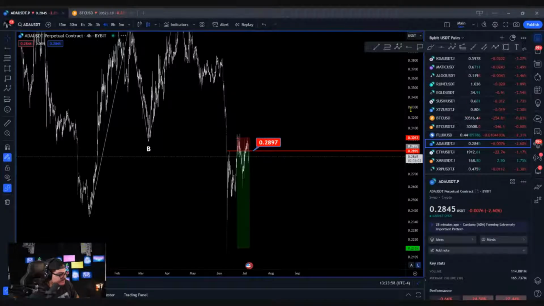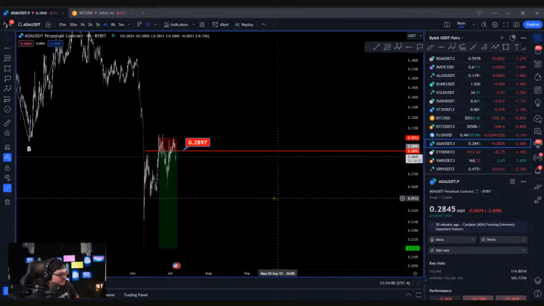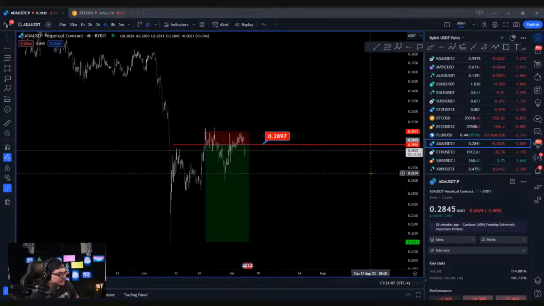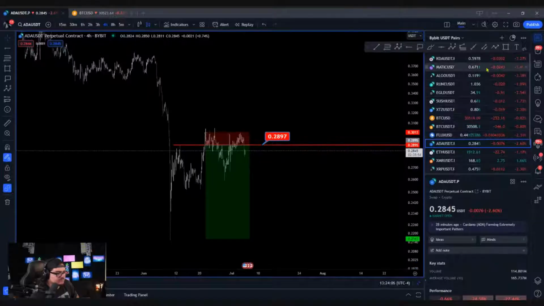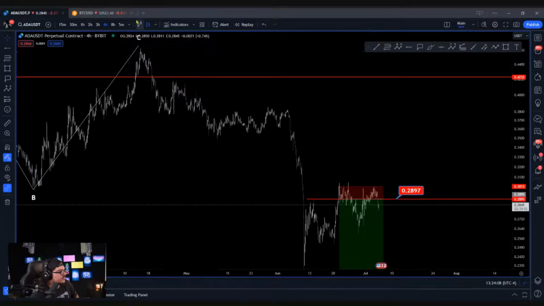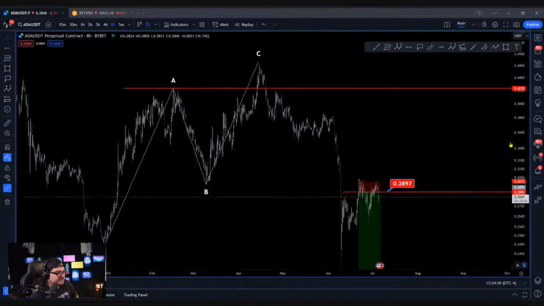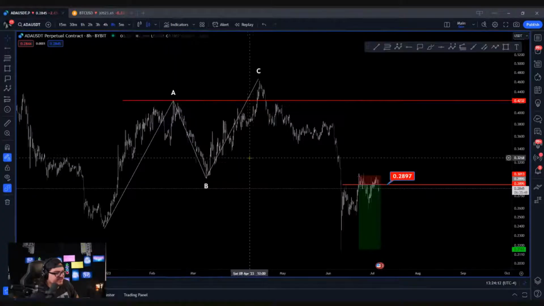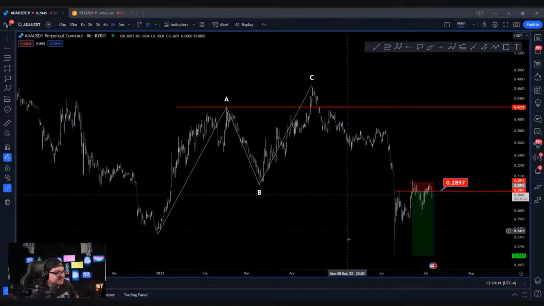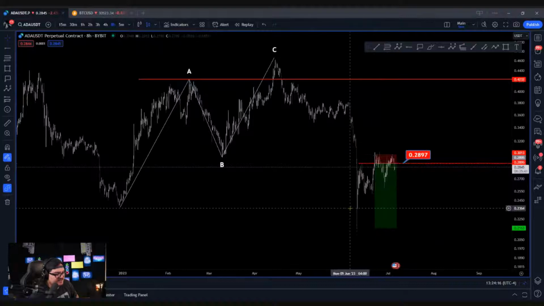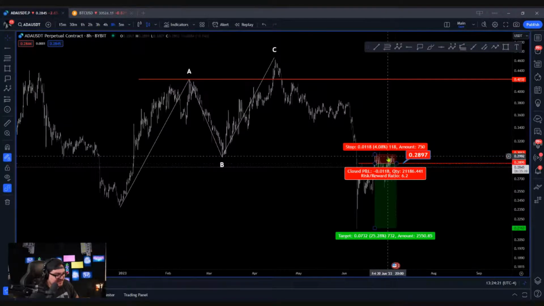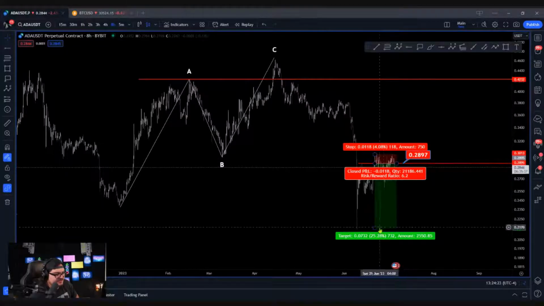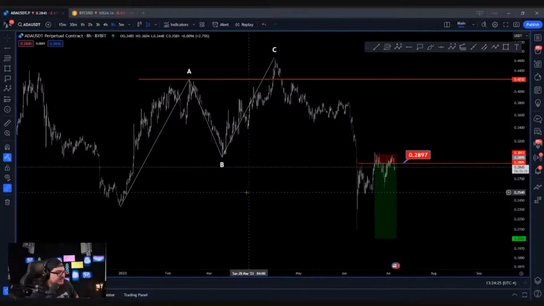Let's do ADA quick. Okay, so for ADA, we did take this short setup back here on 42.32. I did actually end up taking profit at the 28.95, and I got stopped out, and I'm currently re-entered on another short position, looking for lower.